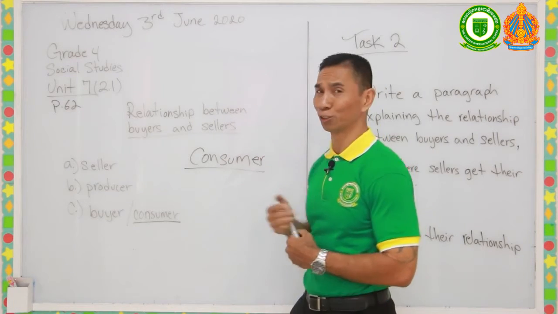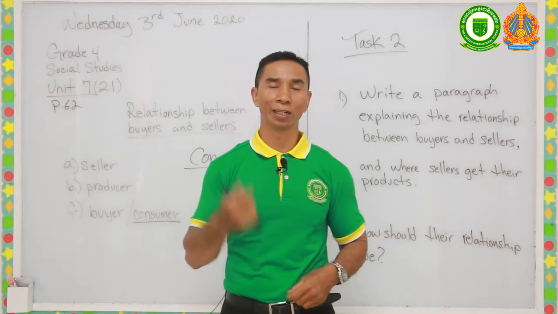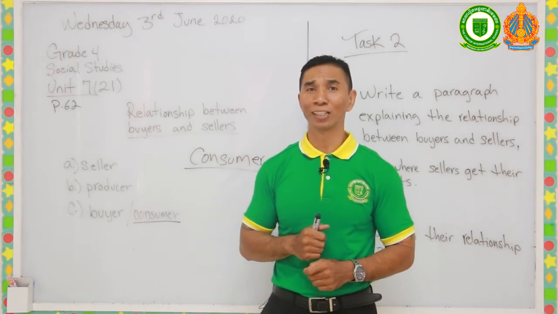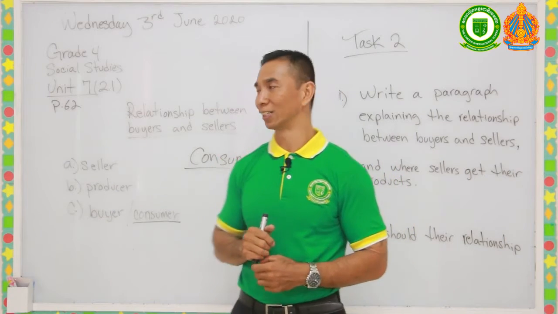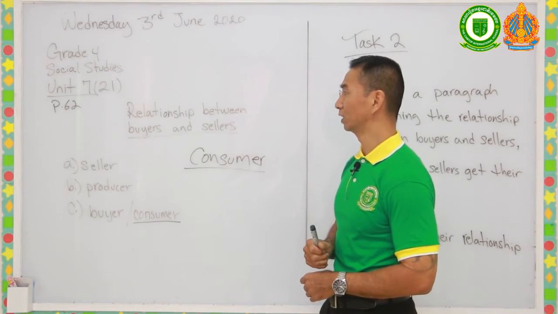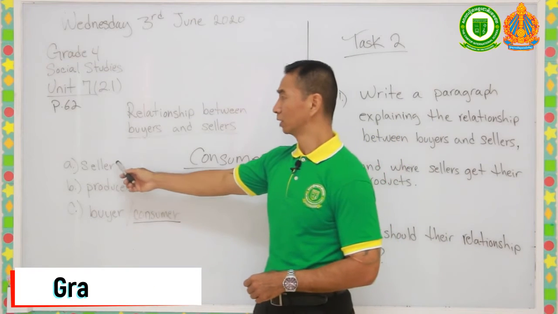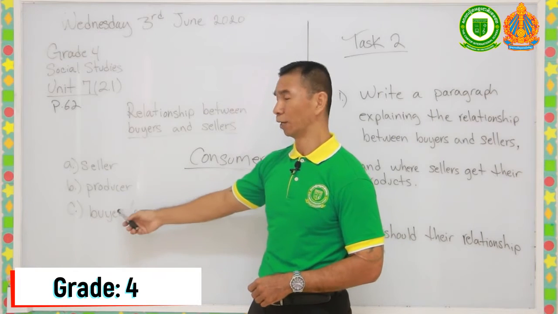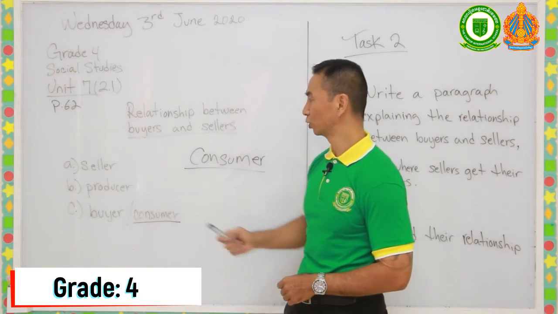My question was for you to read a paragraph and submit it to our Telegram post. And I see most of you have done it, and great job on your reading. You did excellent. In our reading, we talked about the relationship between buyers and sellers, and where sellers get their product from, which is the producers, and buyers are also called the consumers.